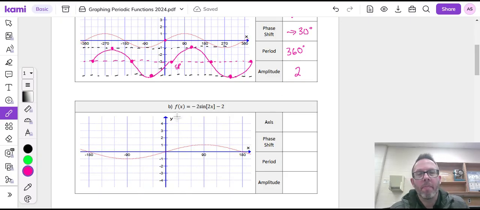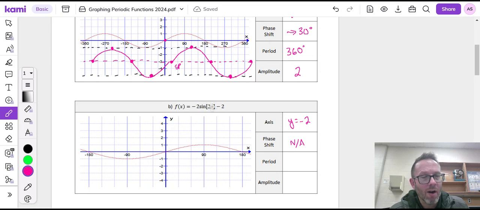Okay, so in part B, f of x equals minus 2 times the sine of 2x minus 2. Let's just pick off all our properties. That's something that doesn't require a ton of thought. The numbers are right there for us. The axis, y equals minus 2. Note that we're not subtracting anything off the x. So in this case, there's no phase shift.